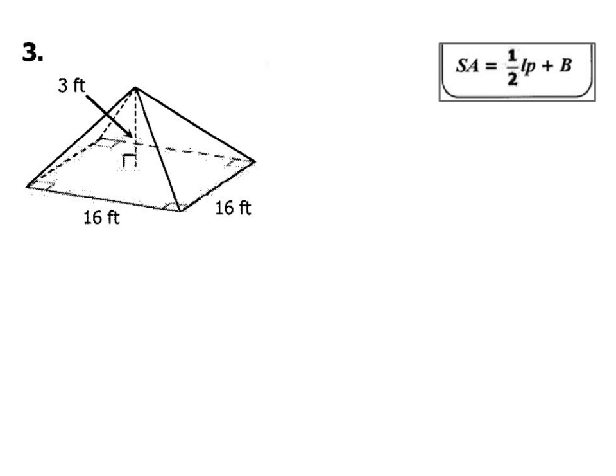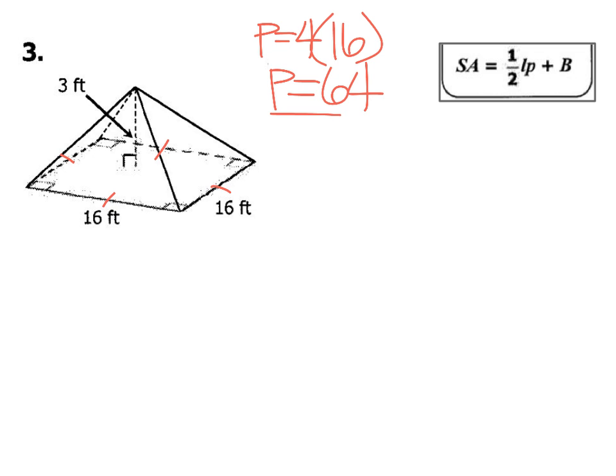Let's first identify what we're given. We're given that this is a square pyramid. We know that every side is 16. So to find our perimeter, we would just say 4 times 16. So our perimeter is 64. Yep, perimeter is 64. Now the area of our base. So our base is just going to be 16 squared. So the area of our base is 256.